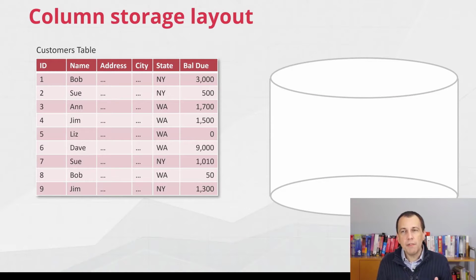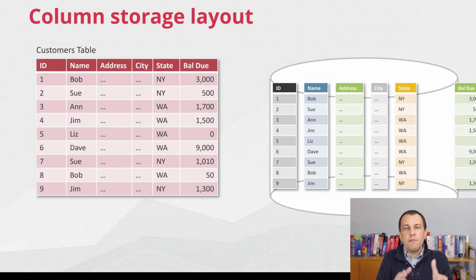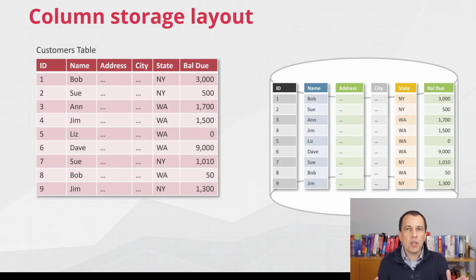Now, at this point, we have a different situation. The table is the same, so the information we want to represent is the same, but the physical organization of the data in the storage is by column. Imagine for a moment you have different files, one file for each column. So there is one file for the column ID, which includes, in the first position, the value of the ID for the first row, then for the second row, and so on. Same for the name, same for the balance due.